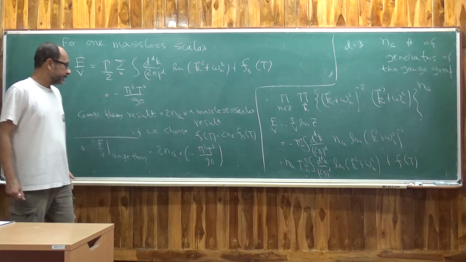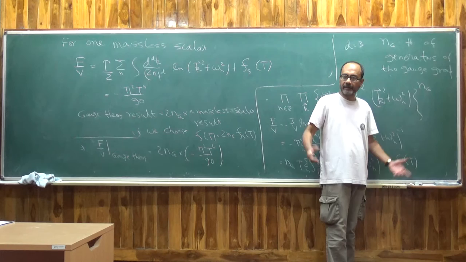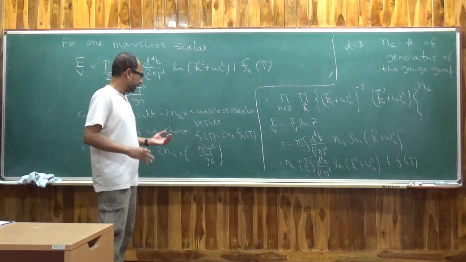After you have gotten this for a free theory, this choice of course doesn't care about whether it's free or interacting, because it is independent of the coupling constant. So the correct choice that you have to make for F(T) is that it should be 2 n_g times the choice for a scalar.